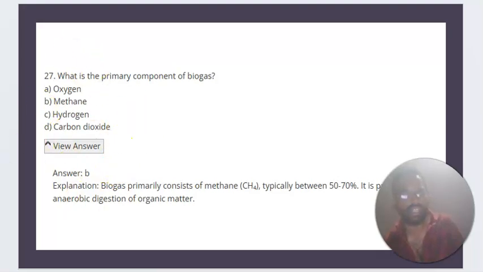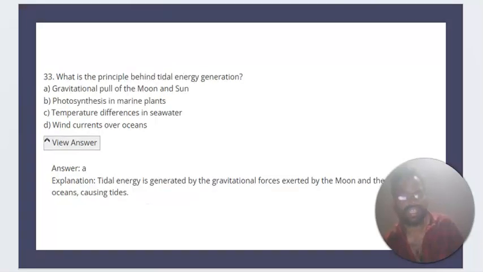Now you can move on to the next slide, to think about what is the principle behind tidal energy generation. So what is tidal energy? Tidal energy is one of the renewable energies. A1 is the gravitational pull of the moon and sun. Tidal energy is generated by the gravitational force exerted by the moon and the sun on the earth's ocean, causing tides. So this is the right answer, especially A1.